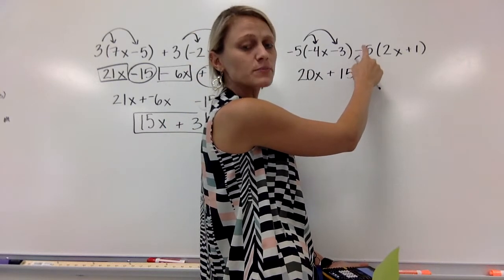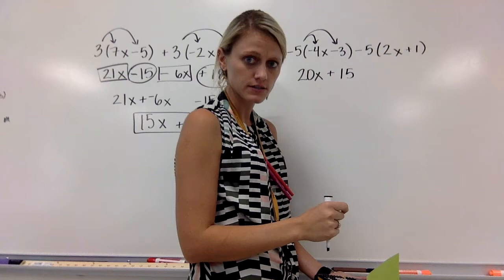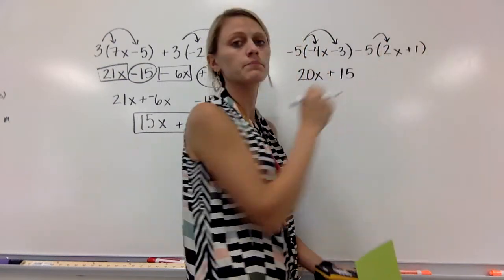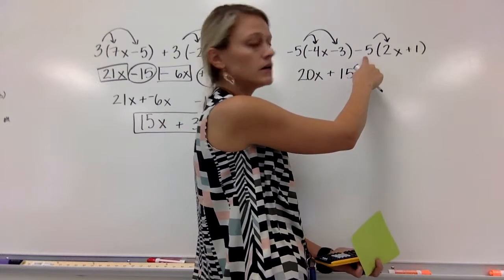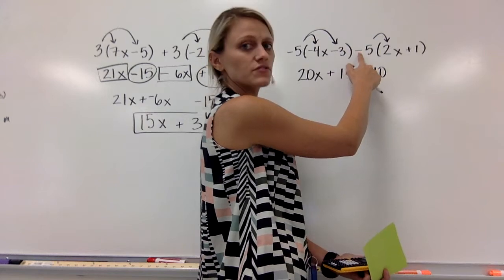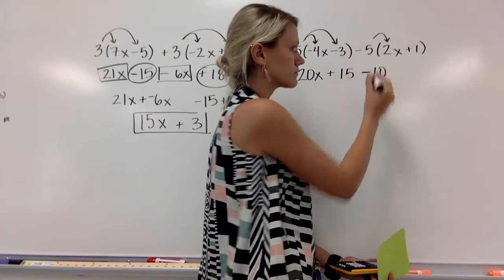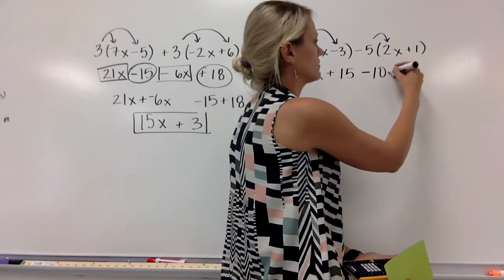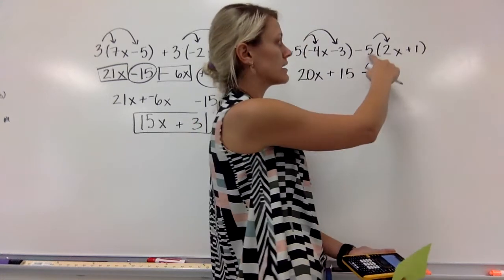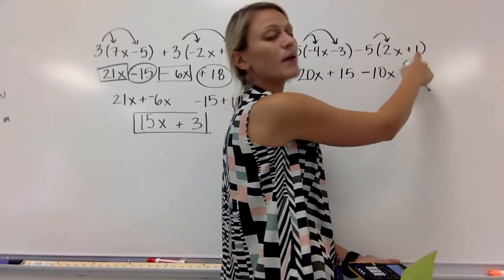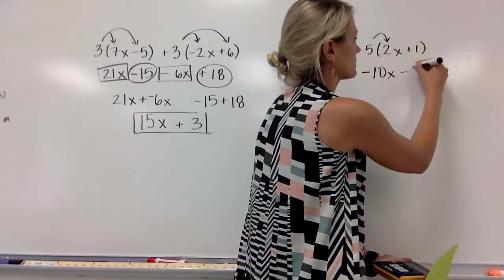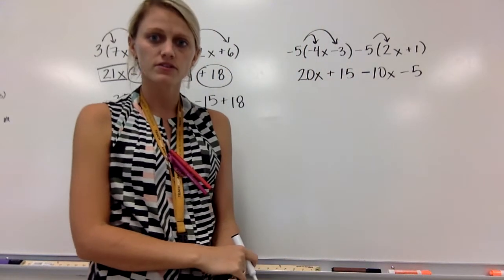Negative 5, you have to pay attention to the sign in front. Negative 5 times a positive 2. 5 times 2 is 10. A negative times a positive is a negative. So negative 5 times positive 2x is a negative 10x. Negative 5 times a positive 1. A negative times a positive is a negative 5.